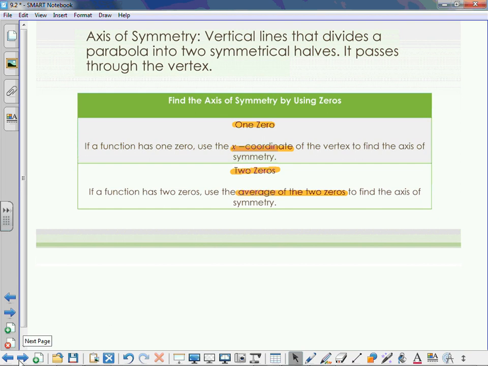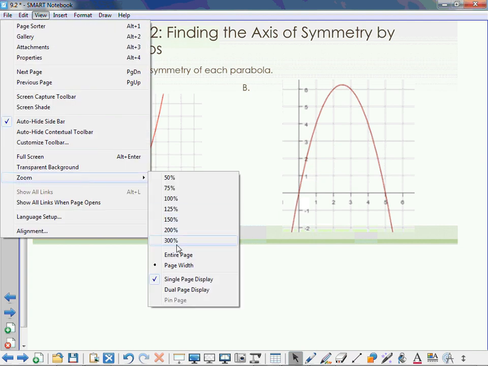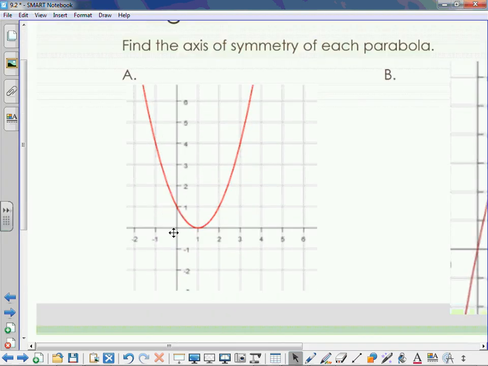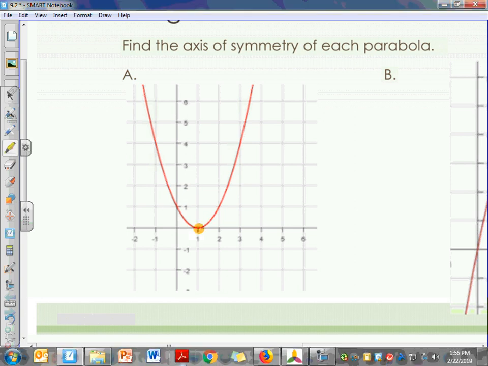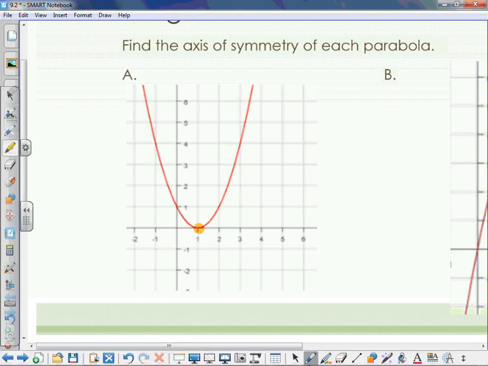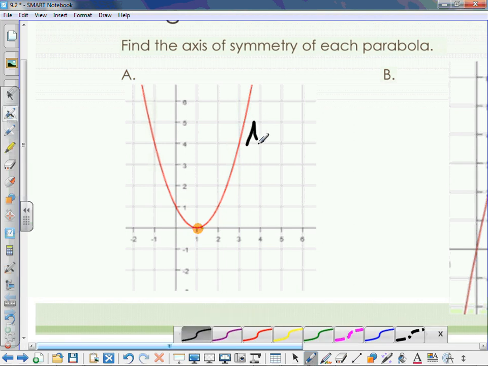Okay. So here are the 2 examples. Let me zoom in a little bit. Okay, here's the first example. So to find the axis of symmetry, when there's just 1 zero, I'm going to highlight the zero here. The axis of symmetry is just that number. So when I write it, I like to write A of S. Axis of symmetry equals 1 because the zero was at 1.